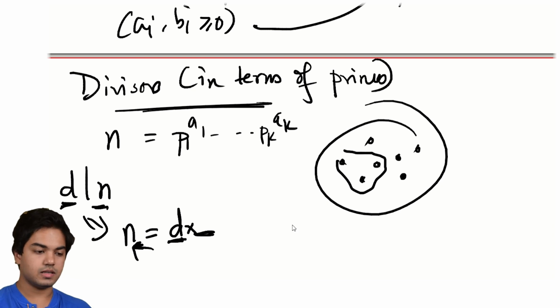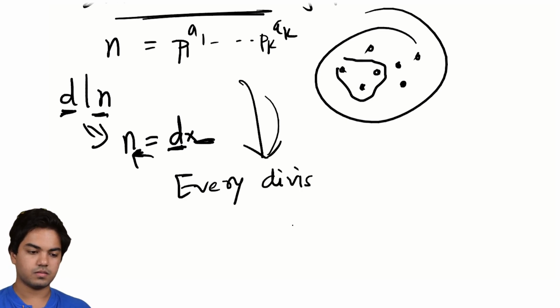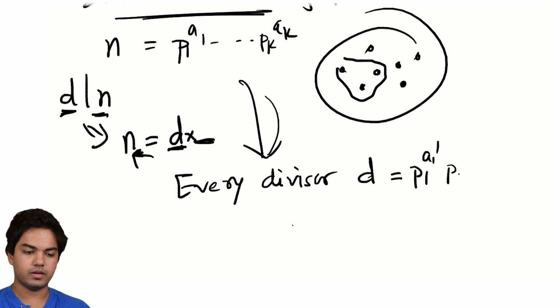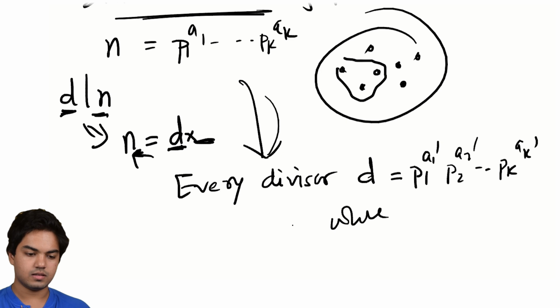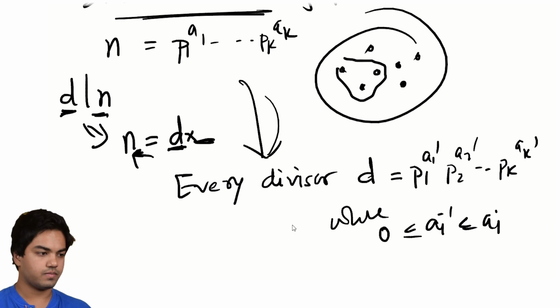So what this tells me is that if n is P1 to the A1 up to Pk to the Ak, that implies that every divisor is of the form P1 to the A1 prime, P2 to the A2 prime, all the way to Pk to the Ak prime, where each of the Ai primes is between 0 included and Ai included. Hopefully that makes some sense.